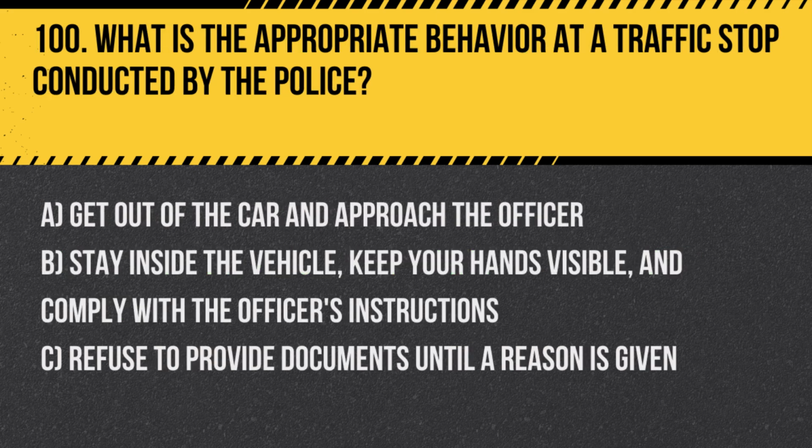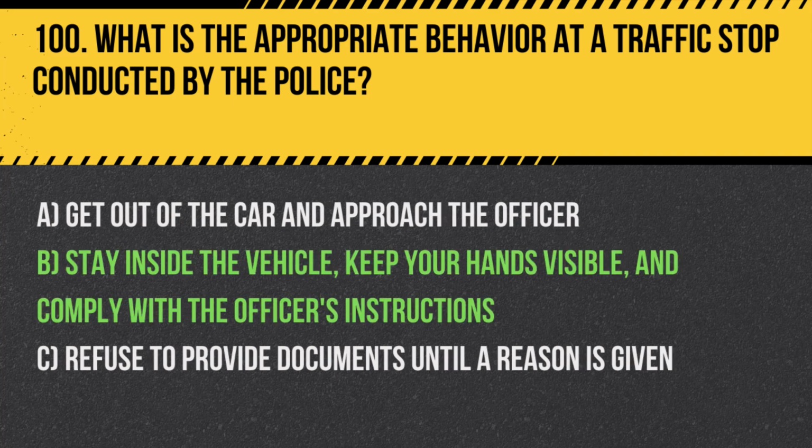Question 100. What is the appropriate behavior at a traffic stop conducted by the police? A. Get out of the car and approach the officer. B. Stay inside the vehicle, keep your hands visible, and comply with the officer's instructions. C. Refuse to provide documents until a reason is given. Answer. B. Stay inside the vehicle, keep your hands visible, and comply with the officer's instructions. During a traffic stop, it is important to remain in the vehicle, keep your hands in view, and cooperate with law enforcement to ensure a smooth interaction.